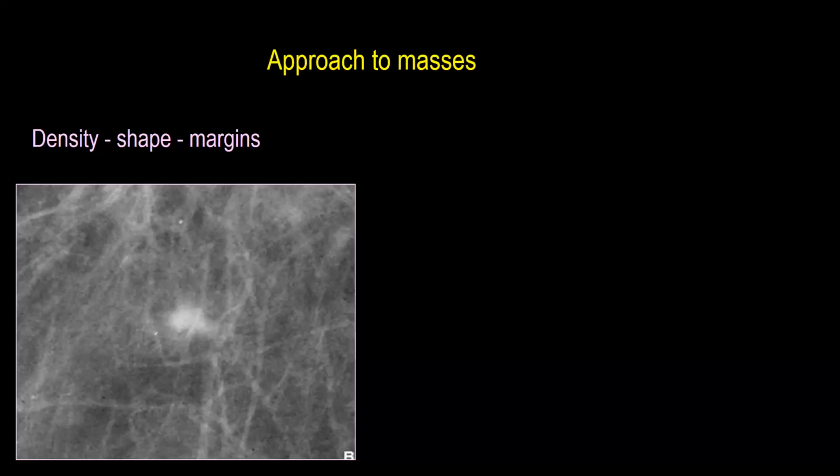Density, high density, excellent. Indistinct margin, even spiculated, subtle spiculation is there. And the shape, irregular. That is it. If there is a left upper outer, 2 o'clock, high density, indistinct or spiculated, irregular mass measuring 1.5 centimeters, that is the description.